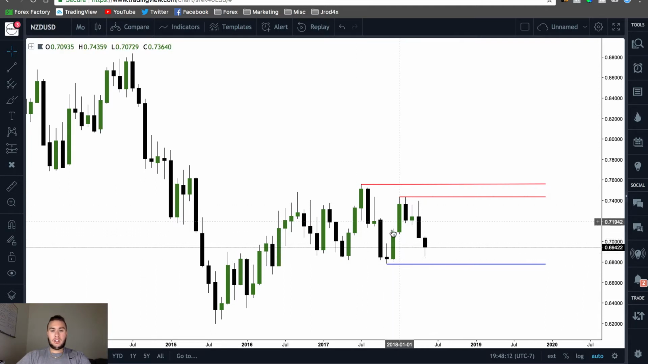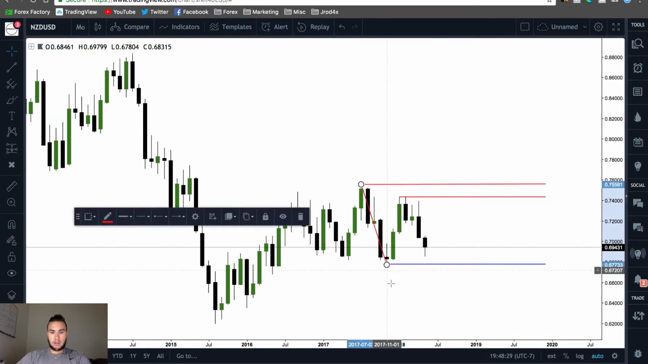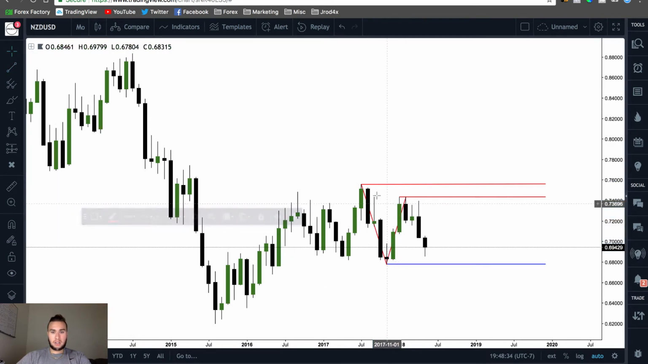So if we take a look, again, we are just consolidating, but we have formed a lower high here. So we have a high, a low, which broke lower than these lows. Then we came back up and we formed a lower high. So I'm expecting a lower low to form. So just a very typical bearish price action. This is just on a monthly basis.